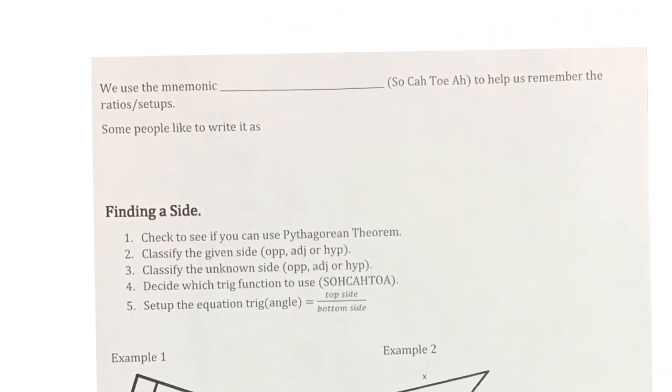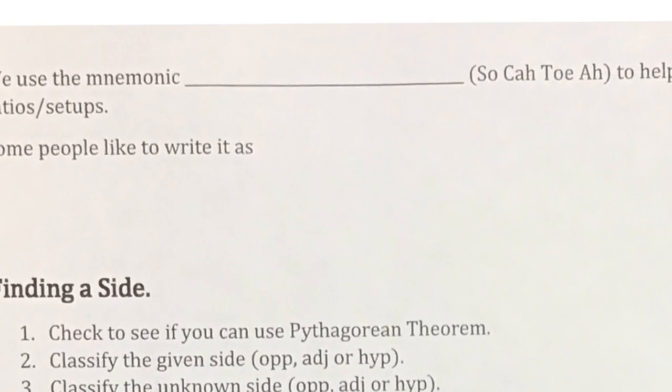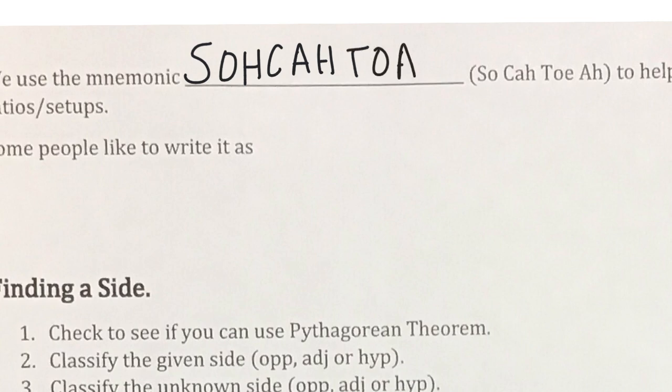So we use a mnemonic, SOHCAHTOA, right? So it's S-O-H. The sine is the opposite and the hypotenuse. So that's what SOH stands for. Sine, opposite, hypotenuse. Cosine, adjacent, hypotenuse. S-O-H-C-A-H, and then T-O-A. Okay, sine is S, cosine is C, tangent is T, and then O is opposite, H is hypotenuse, and A is adjacent.